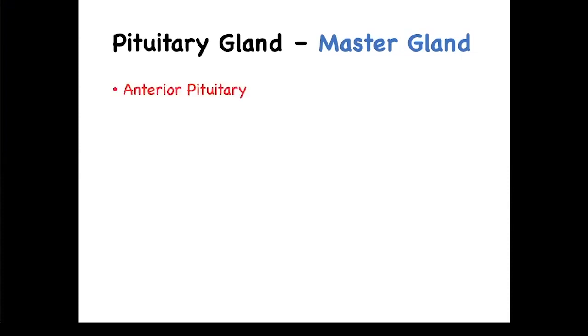The anterior pituitary is known as the adenohypophysis, and it consists of glandular tissue. Recall that glandular tissue is a type of epithelial tissue. As mentioned before, the hypothalamus regulates the activity of the anterior pituitary by releasing tropic hormones. These tropic hormones will either be releasing or inhibiting hormones, and their targets will be the anterior pituitary.